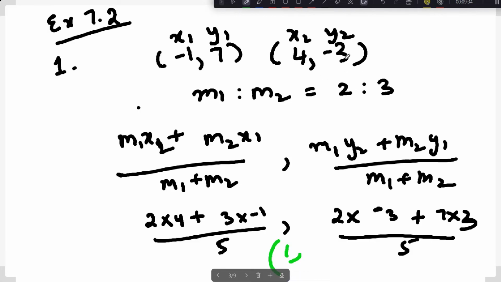Now 2 into minus 3, minus 6. And 3 into 7, 21. So 21 and 6, 15 by 3. 15, no, 15 by 5, 3. So these are the coordinates 1 comma 3. This is exercise 7.2 का पहला, question number 1.